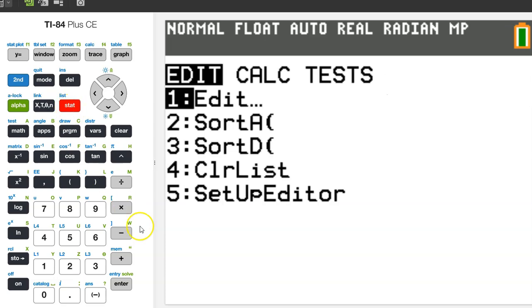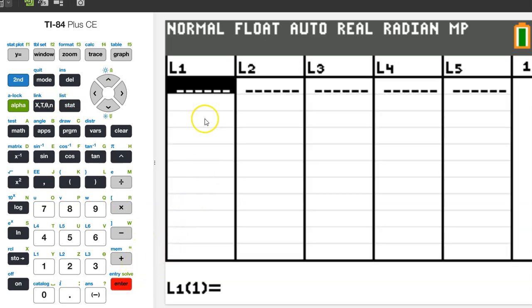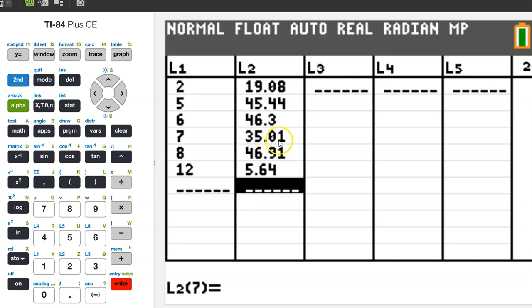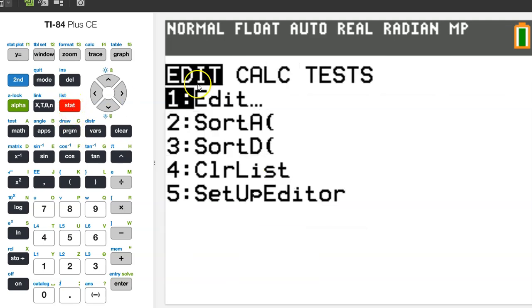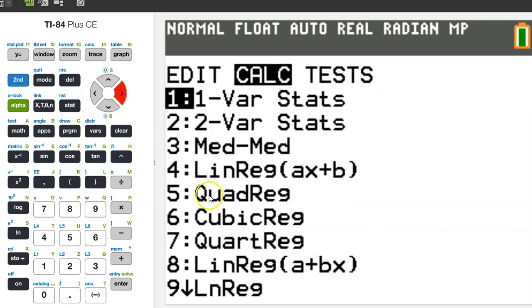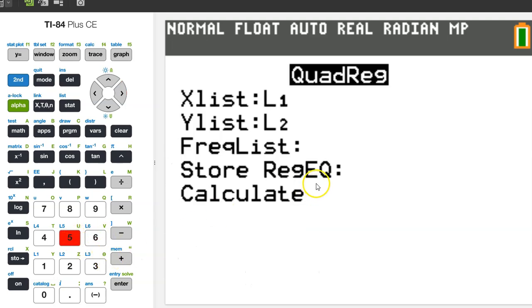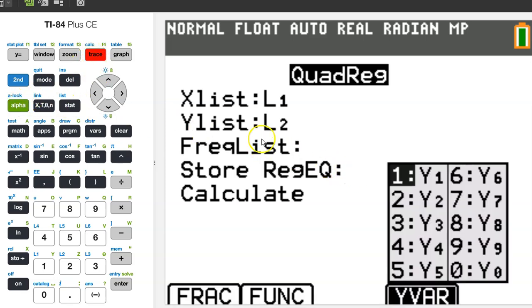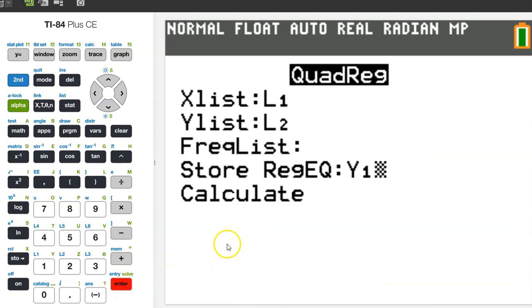Now hit Stat and Enter. And we want to enter the input values as L1 and the output values as L2. Now we will do the quadratic regression model. So hit the Stat button, switch to the Calc menu, and choose option 5 for quadratic regression. Before you calculate, go down to where it says Store Regression Equation, and store this as y1. Hit Alpha, Trace, and Enter for y1.